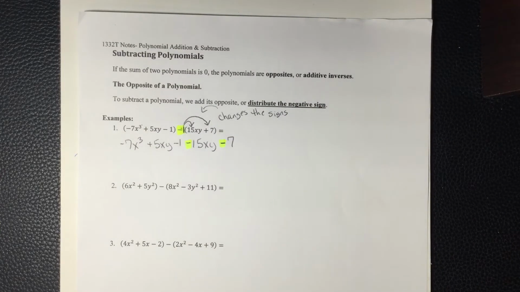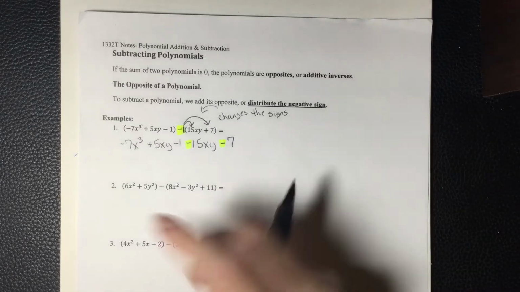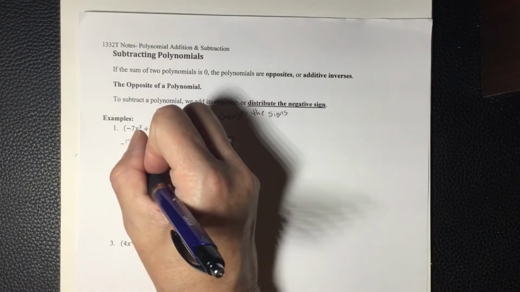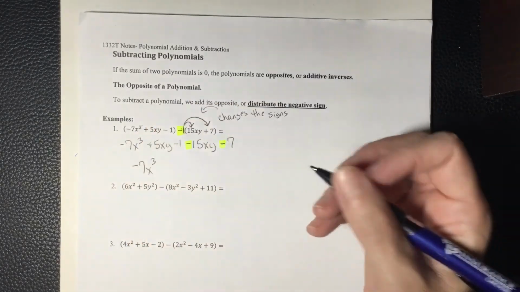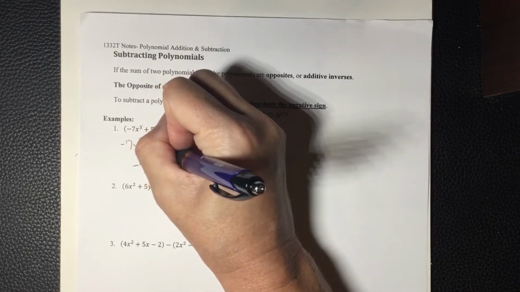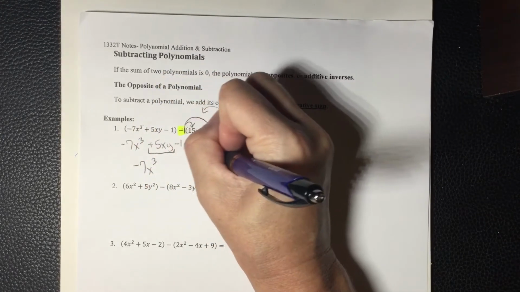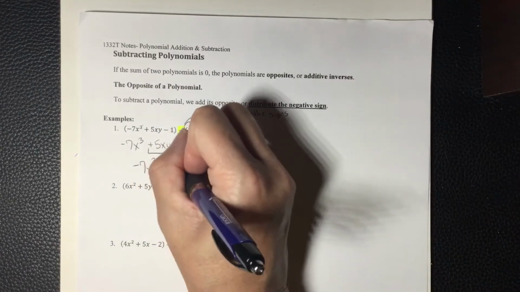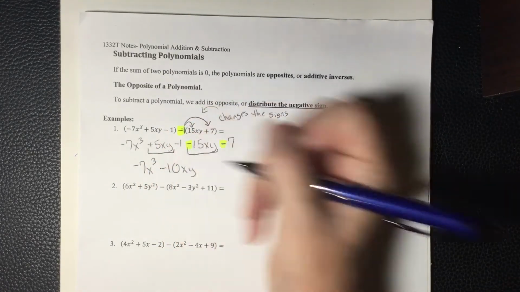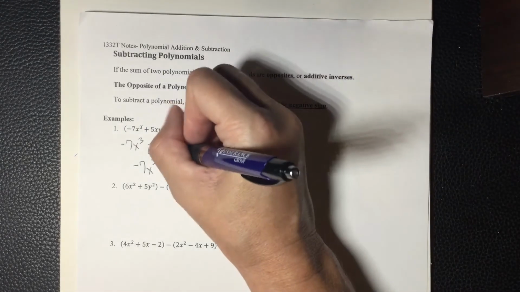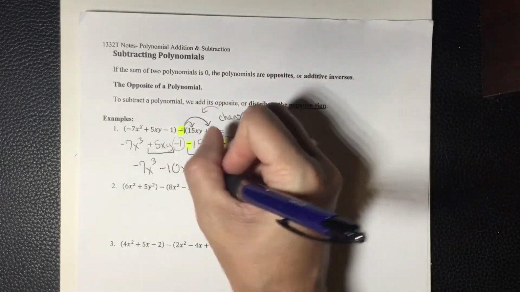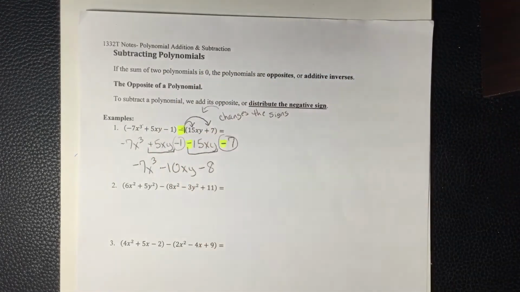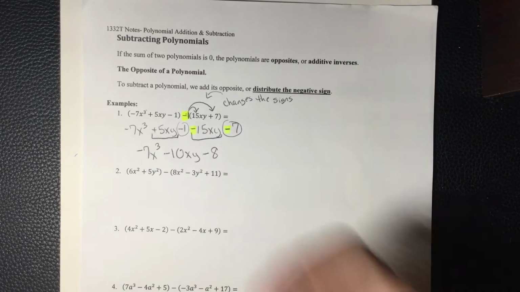All right, so if I start looking for similar terms, I don't see another x cubed, so I'm going to bring that one down. I do see a +5xy and a -15xy. So 5 minus 15 is -10, so I'm going to put -10xy. Then I have a -1 and a -7. Put that together to get a -8. All right, so let's try number 2.